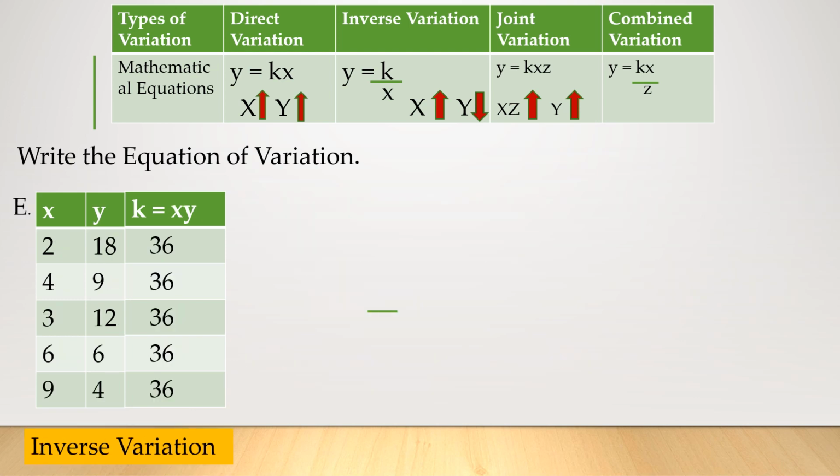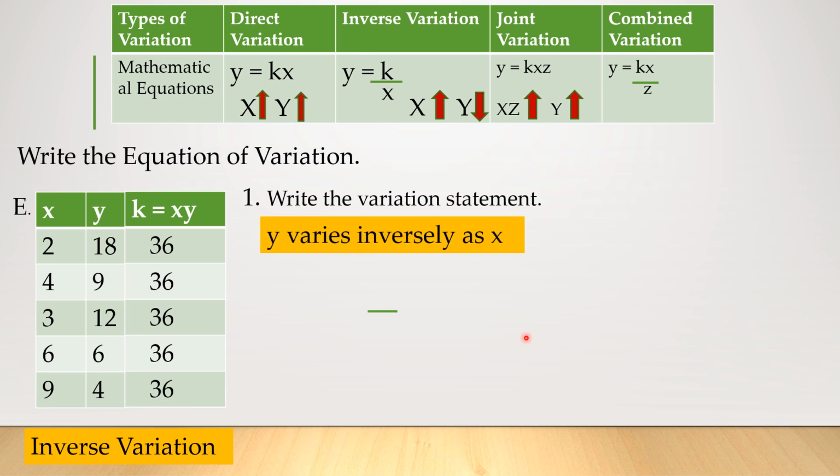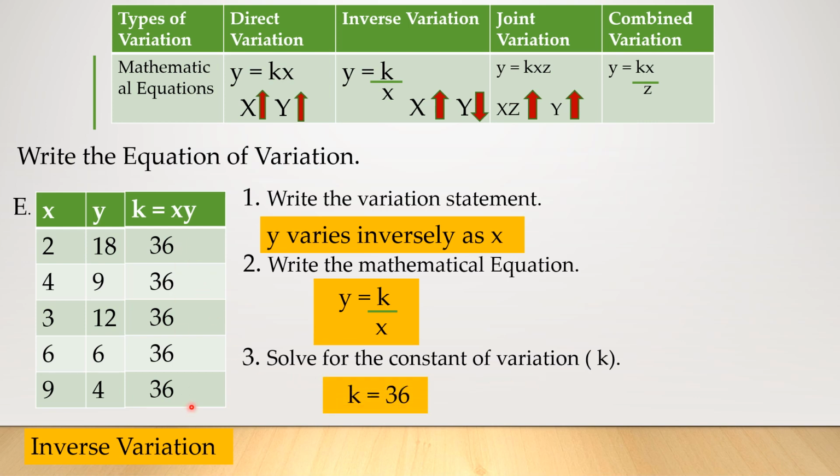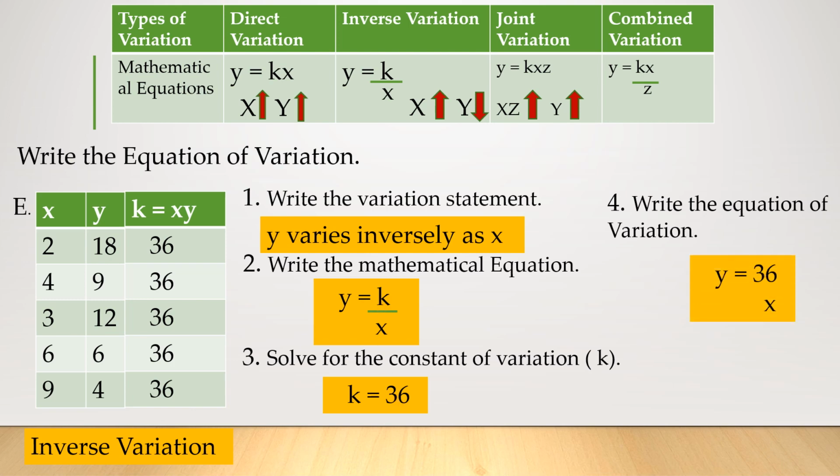Letter E, again, that's inverse variation. So write the variation statement: y varies inversely as x. And then write the mathematical equation, that is y is equal to k over x. Remember, inverse variation. Number 3, solve for the constant of variation; we already have it, which is k is equal to x times y, and that is 36. So simply, to write the equation of variation, you just replace this k with the value 36. So y is equal to 36 over x.